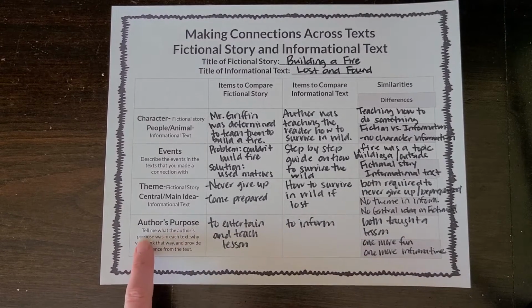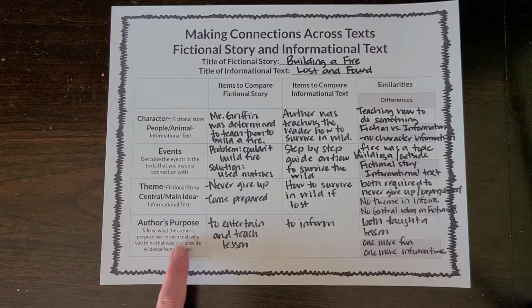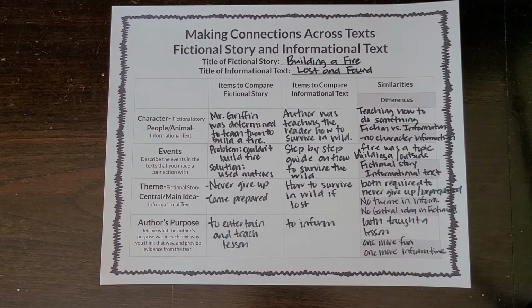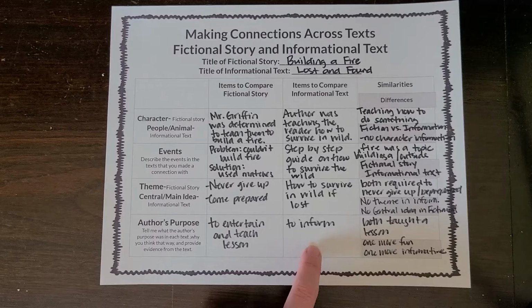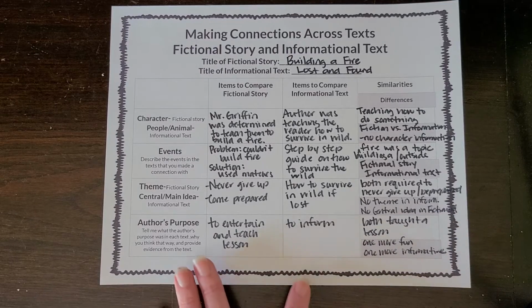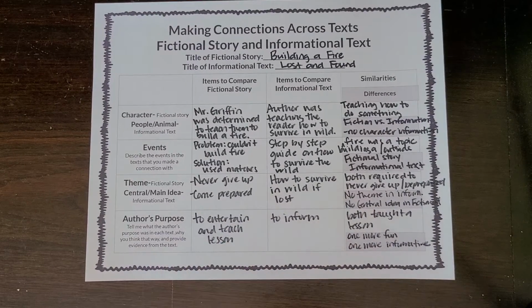The author's purpose is tell me what the author's purpose was in each text, why you think that way, and provide evidence from the text. So I'd already provided evidence from the text, and you can do the same thing as well, but the fictional story was meant to entertain us and to teach us a lesson, and the informational text was to inform us on how to survive in the wild if we get lost.